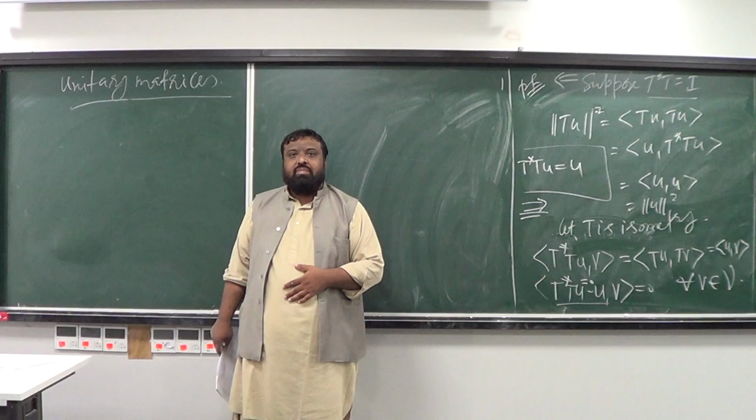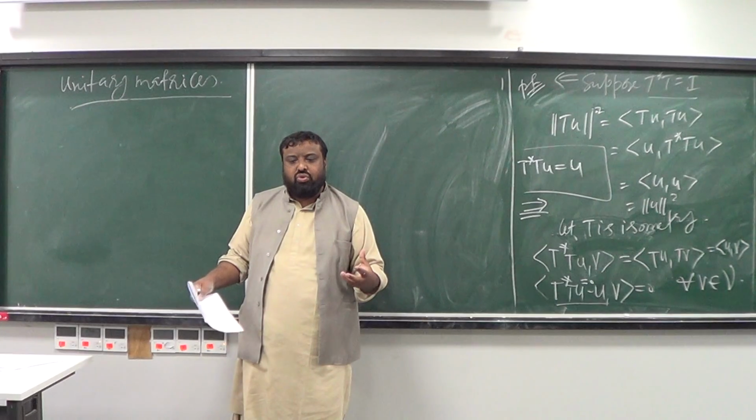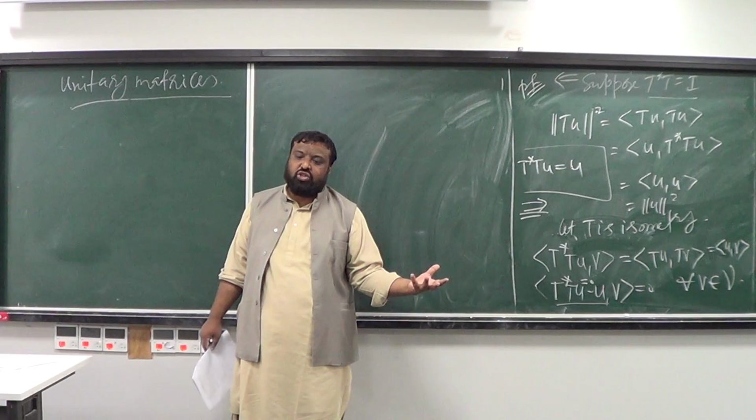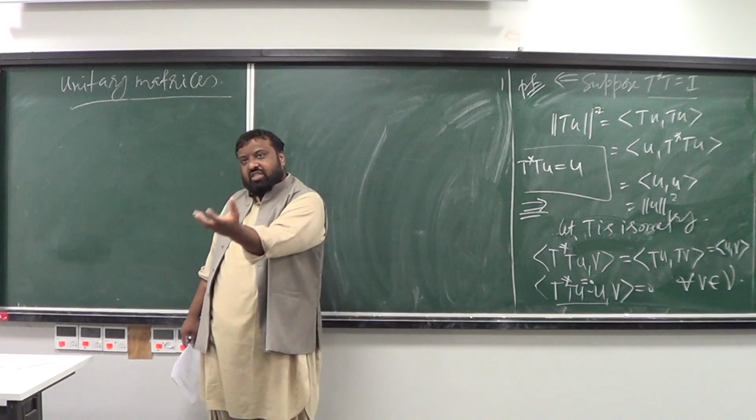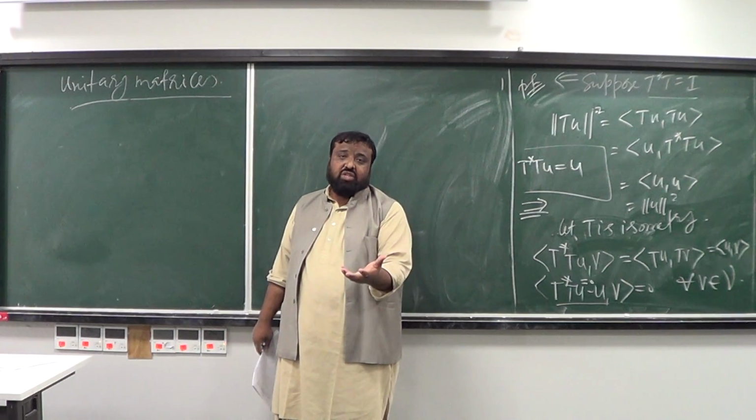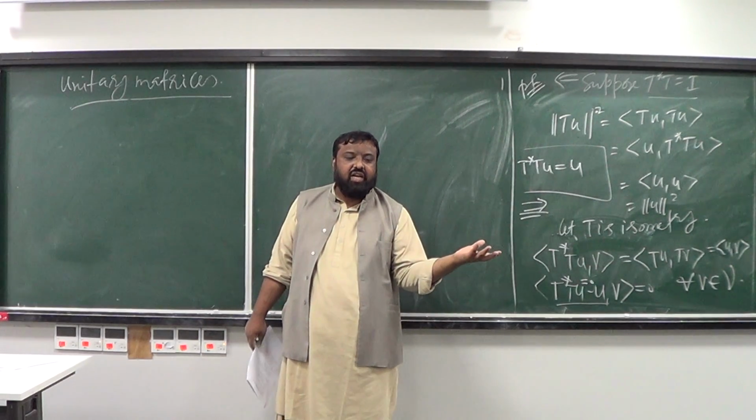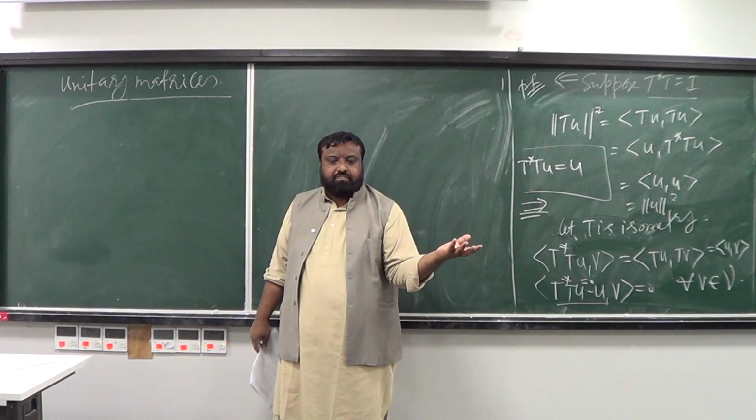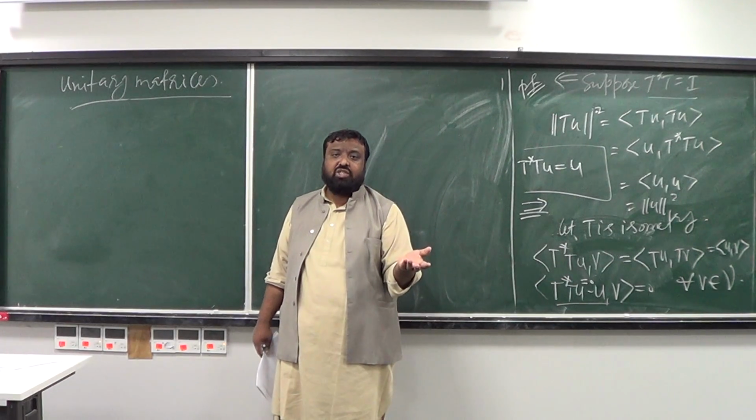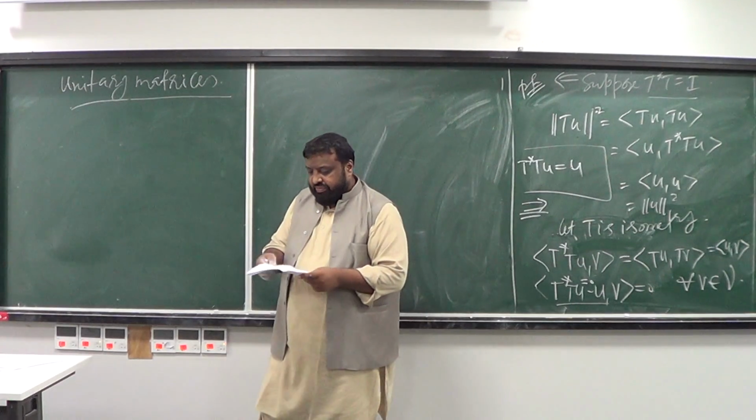Now, unitary matrices: I'm going to define it in a moment, but you can relate unitary matrices with isometries. If you take an isometry and consider its matrix representation, that matrix is going to be a unitary matrix. And if you have a unitary matrix and consider its corresponding linear transformation, obviously in finite dimension, then that linear transformation is going to be an isometry.